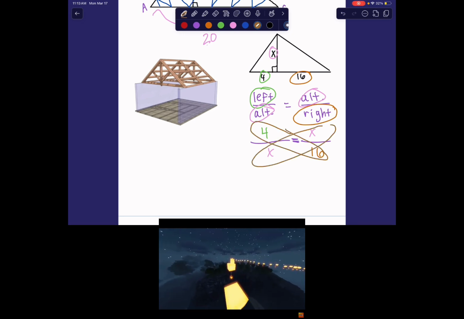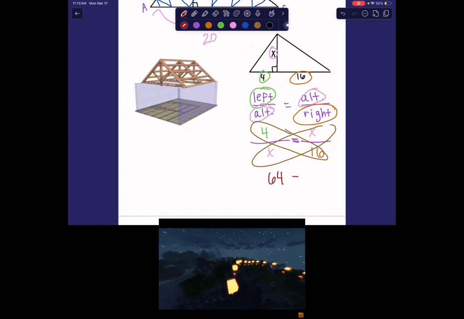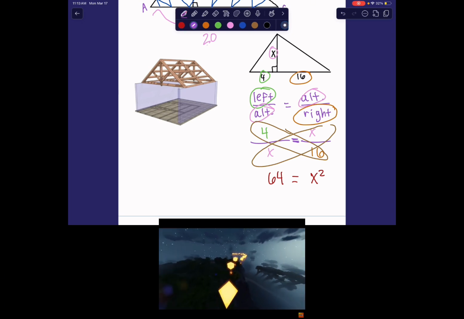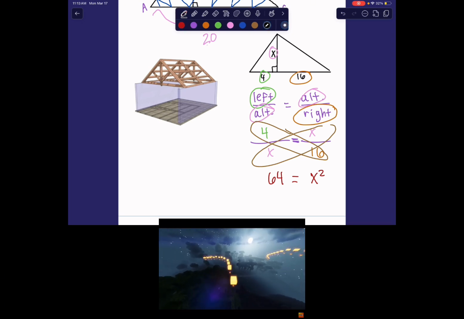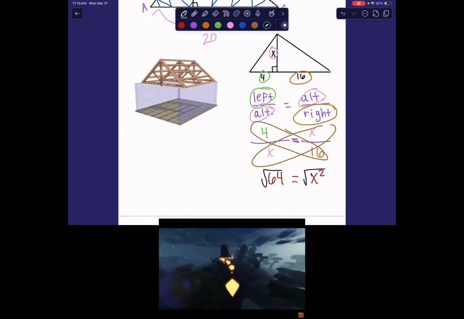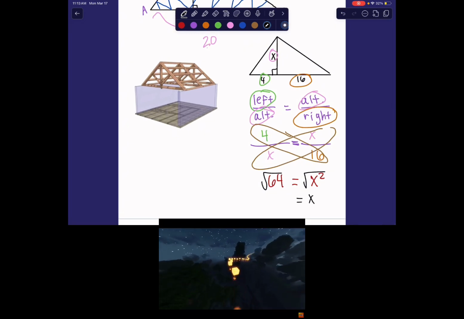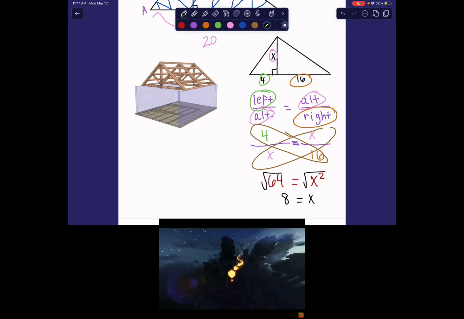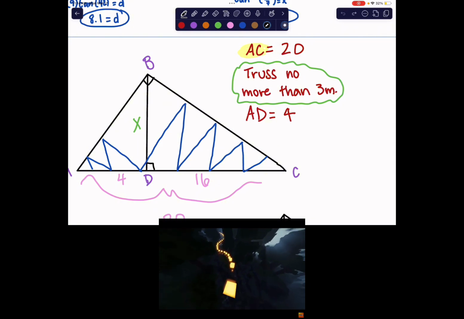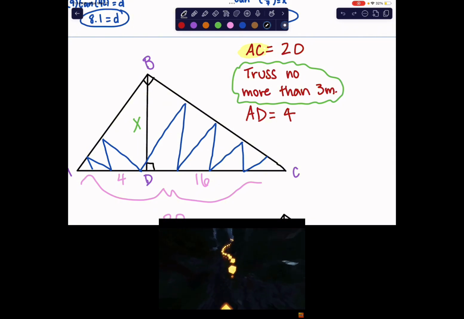So that becomes 4 times 16, which is 64. X times X is X squared. How do we undo our X squared? Hopefully you're thinking square root. That gives us X equals 8. So then we go back to the question, which says the truss, which is this X, cannot be more than 3.